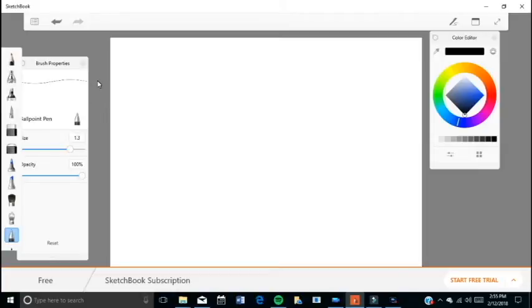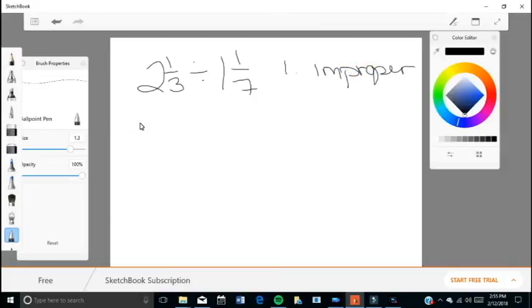let's look at this. If I have 2 1/3 divided by 1 and 1/7. Okay, so first step, make them improper fractions. So that's going to be 7 over 3 divided by 8 over 7.